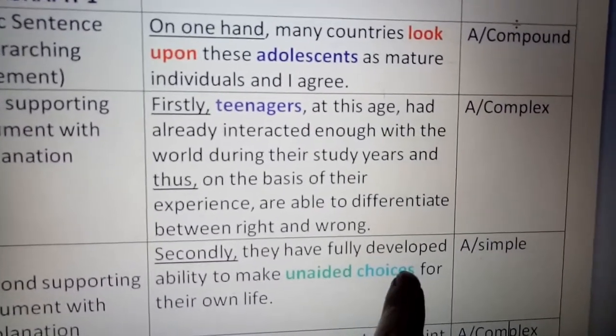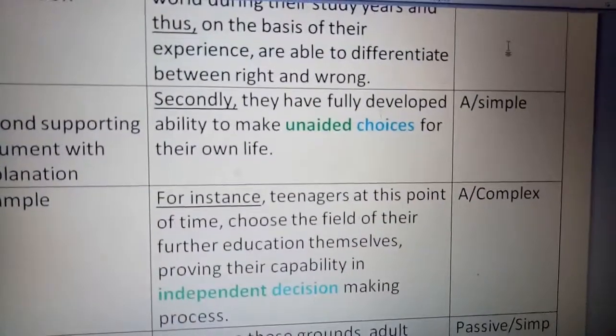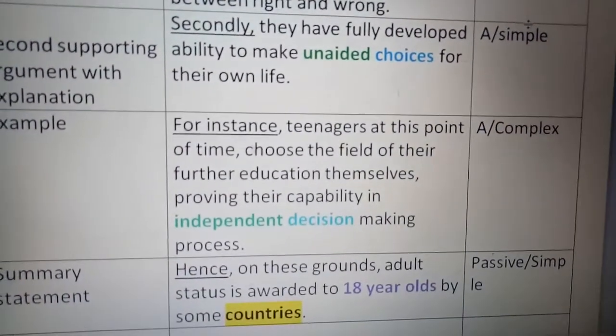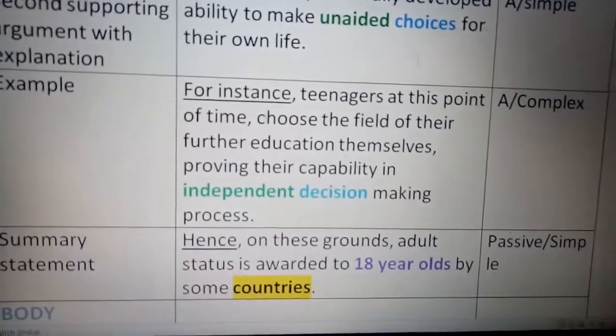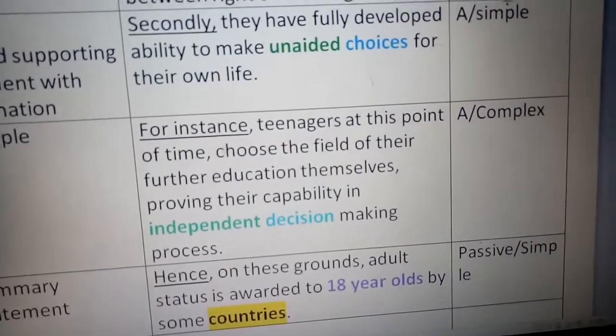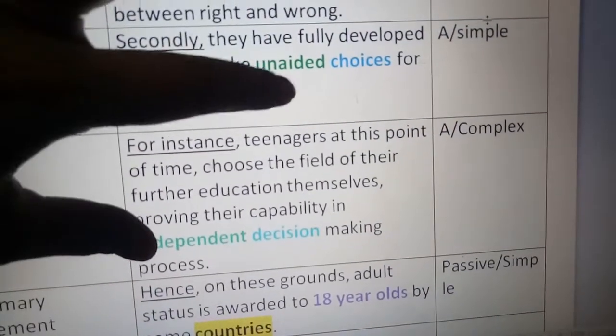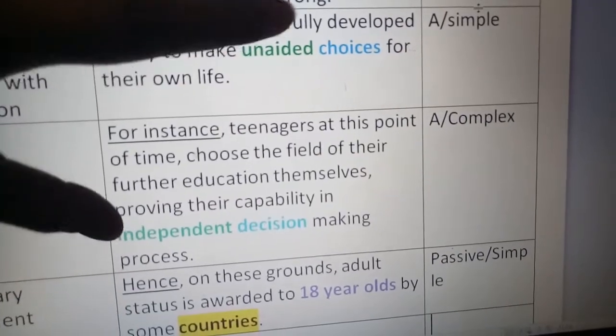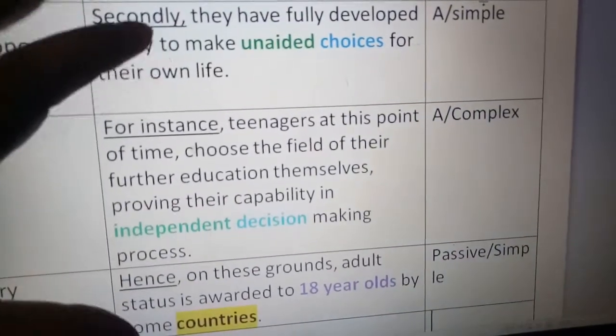synonym, unaided choices. Example: For instance, teenagers at this point of time choose the field of their further education themselves, proving their capability in independent decision making. See the linking here, unaided for independent and choices for decision. I hope I'm clear here.